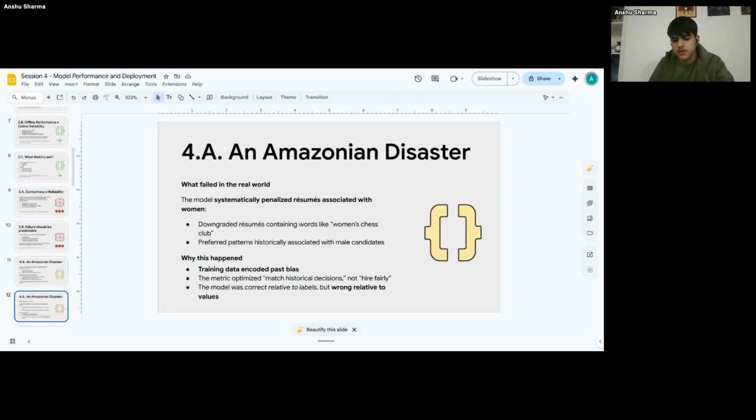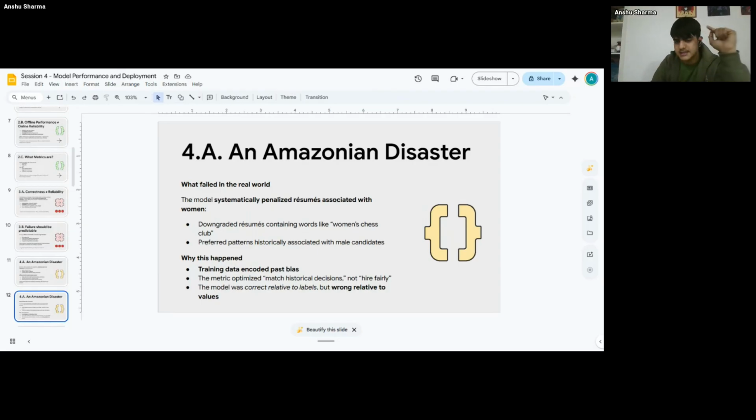So the model learned to bias itself towards male candidates, right? So whenever it saw terms relating to female, it automatically penalized the resume and gave it a lower rank as compared to a male, right? So as it's written here, the model systematically penalized resumes associated with women. So if you had written something like women's chess club, or women's society or something, right, the model would not consider your resume, and it would in fact penalize it and keep it down.